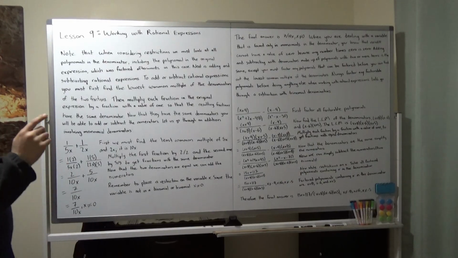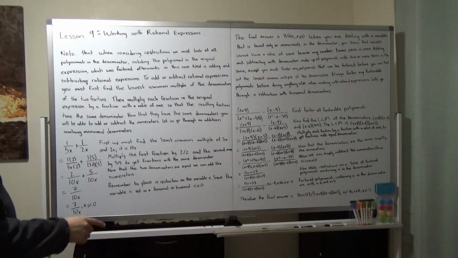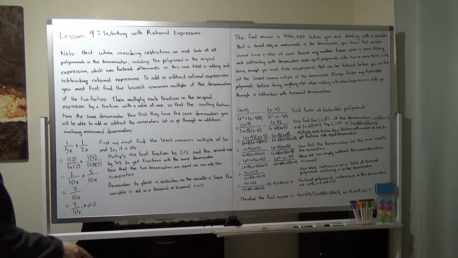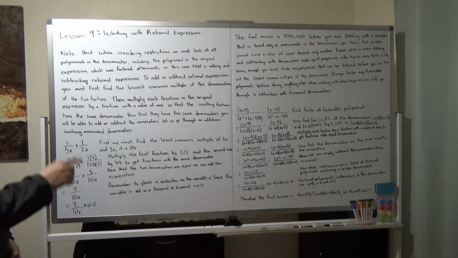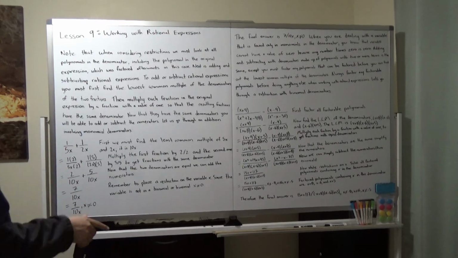Note that when considering restrictions, we must look at all polynomials in the denominator, including the polynomial in the original expression, which was factored afterwards in this case.